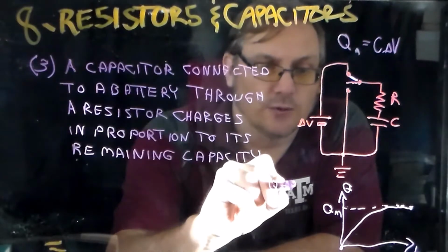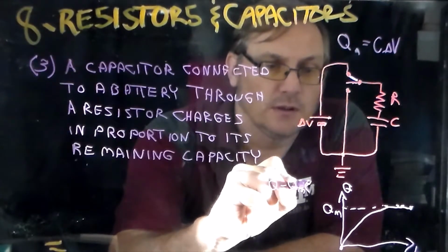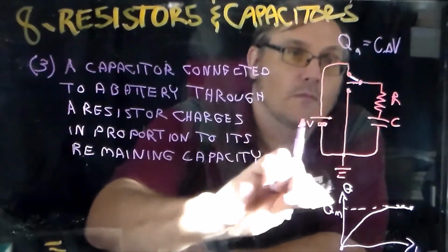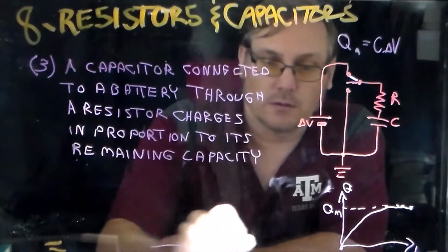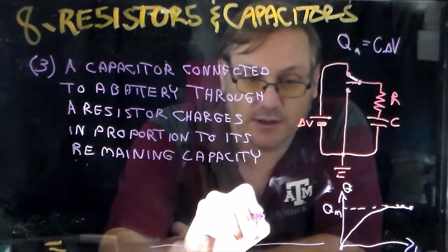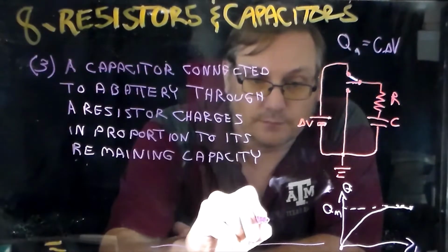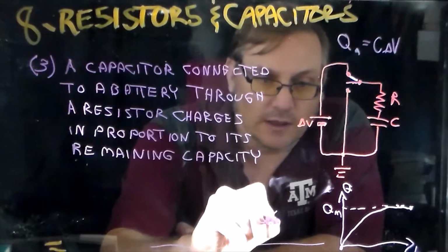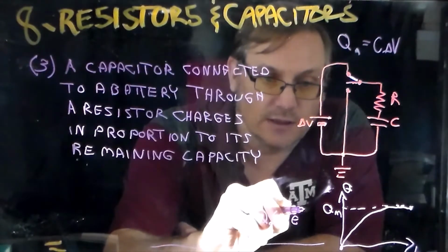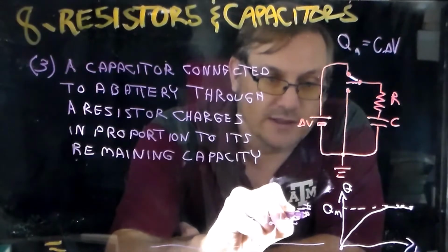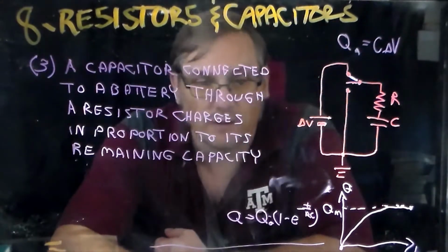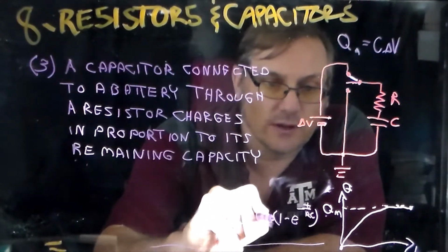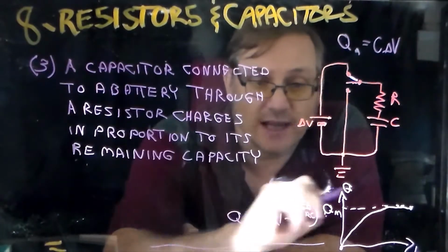So Q is going to be equal to its maximum value times 1 minus... that's not enough room. Oh, that's pretty close. I was closer to the edge than I thought. Q is equal to Q max times 1 minus e to the minus t over that same time constant, RC. I should call that Q max, so not the initial. This is its maximum.